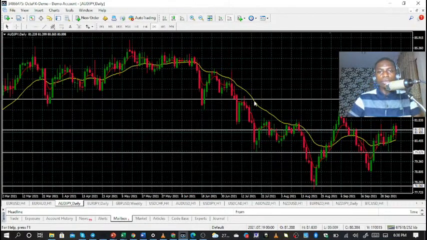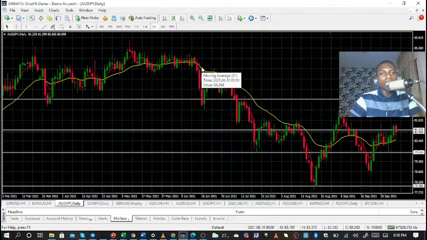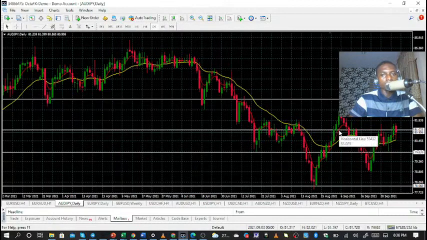Now, if the bigger moving average, if the 21-day moving average crosses above the 5-day moving average. Look at this place here now. Look at the 21-day moving average. The yellow one is above the 5-day moving average. It shows a bearish movement, right? If the 21-day moving average is above the 5-day moving average, it shows a bearish movement.